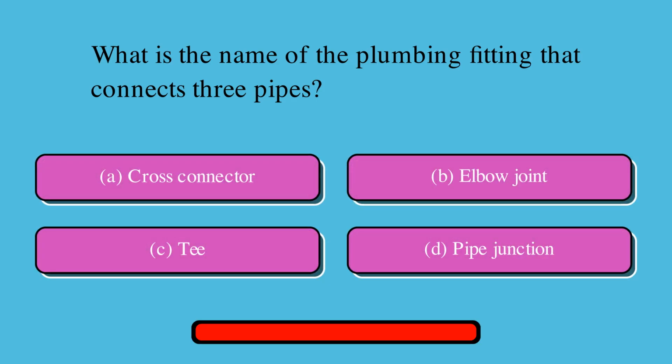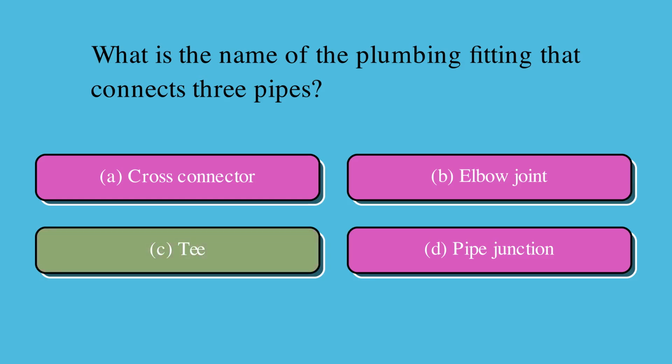What is the name of the plumbing fitting that connects three pipes? Is it A, cross connector, or B, elbow joint, or C, T, or D, pipe junction? The correct answer is C, T.